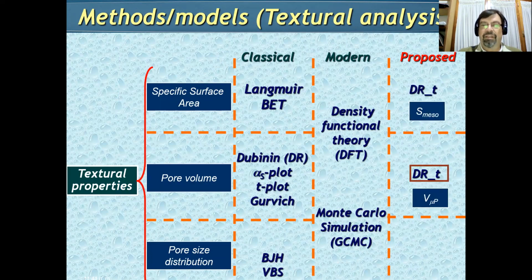By this method, we can obtain the specific surface area of the mesoporous region and the micropore volume of a material with typical pores in microporous and mesoporous regions.